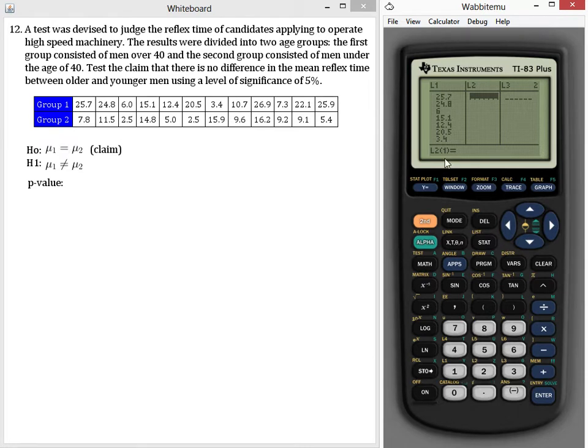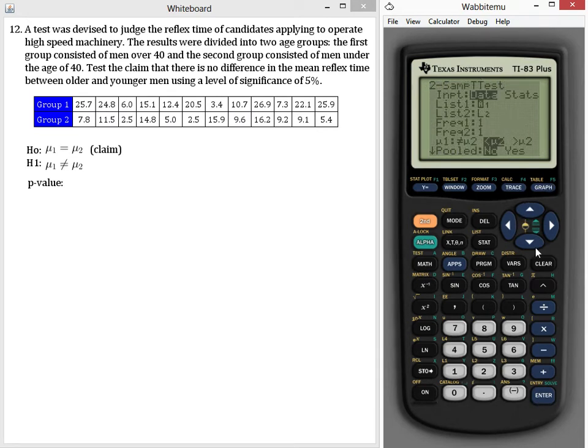Once you have group 1's data in, you can start on group 2, so starting with the 7.8 into L2, 11.5, and so forth. Okay, now that it's in, I'm just going to double check my data, make sure I've got it all in correctly. Looks good. All right, so now that I have my data in L1 and L2, I'm ready to go over to my two-sample t-test and calculate a p-value.